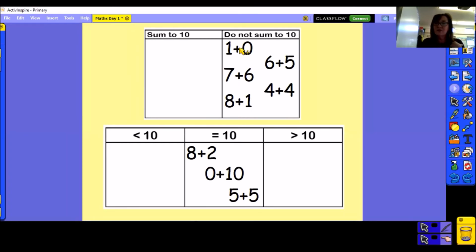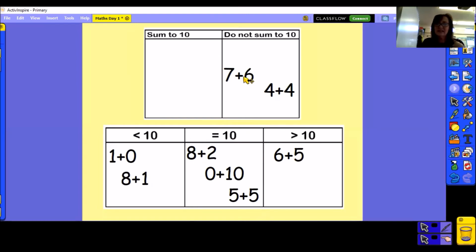Let's do an easy one first. So we've got 1 add 0. That's a nice easy one. We know that that is less than 10. Let's do another one that we know already. We know that 5 add 5 equals 10 because there it is down there. And so if we've got 6 add 5, we know the 6 is bigger than the 5 here. So 6 add 5 is greater than 10. Let's have a look at this one. We've got 8 add 2 here equals 10. So 8 add 1 is going to be less than 10.